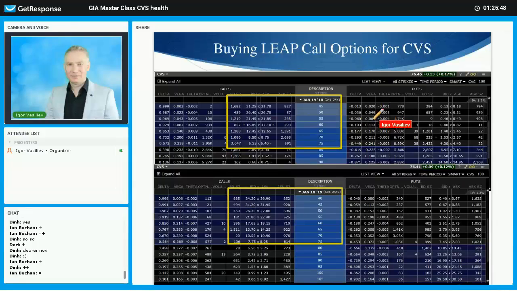So what I did here, I looked at 2 strike dates. One is January 2018. Dory is asking, is the risk the premium of the current share price? The premium. We can lose all the premium, and I'll explain that now.